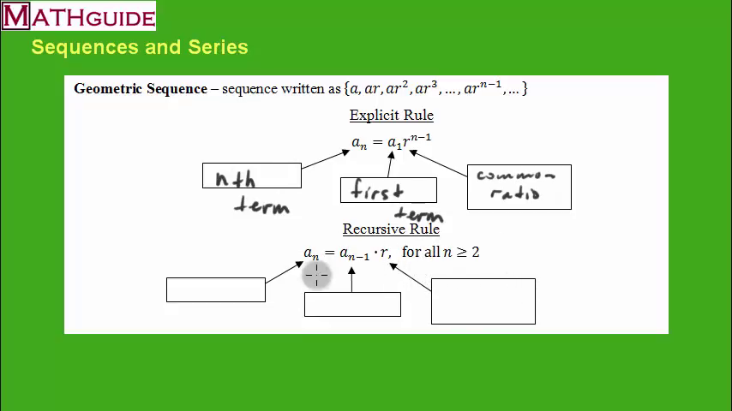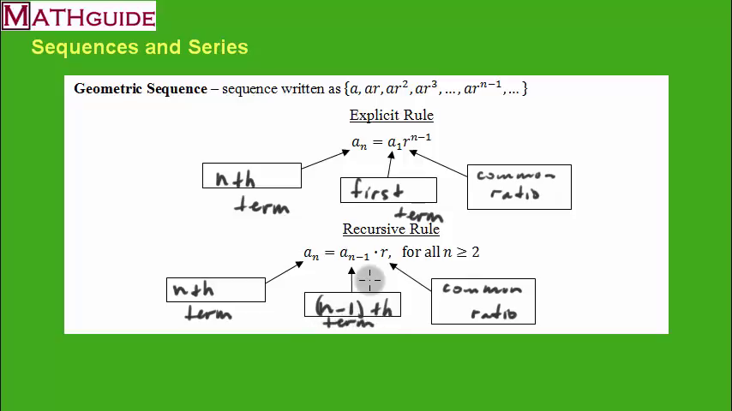All right, so how do you get the recursive rule? Now, a recursive rule means if you start with any term, you multiply by r, you get the next term in the sequence. So r is still the common ratio. A sub n is the nth term, and a sub n minus 1 is the n minus 1th term.